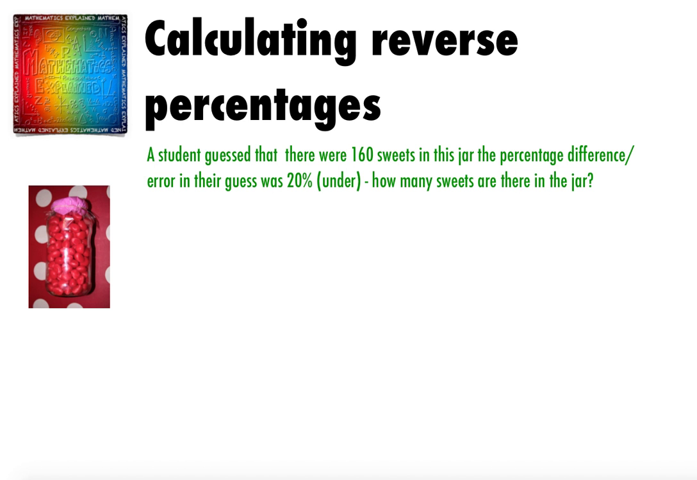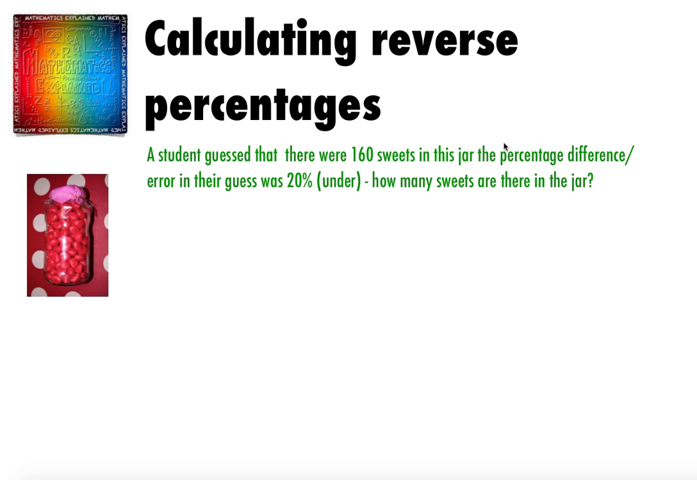So this video gives us a look at the process of calculating reverse percentages. So if we look at that in context, let's say a student guessed that there were 160 sweets in this jar. And we know that the percentage difference or error in their guess was 20% under. So their guess was 20% under the real number. How can we work backwards, hence reverse, to work out how many sweets there are in the jar?